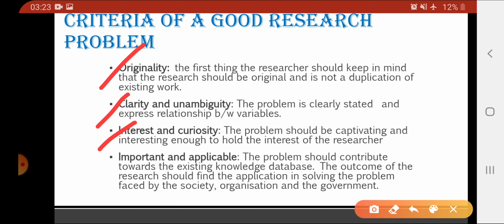And next is the researcher should have a keen interest in that particular topic. That's how he can keep the audience captivated towards his research, and that's how he can take the interest of others if he is interested in doing that. Next is important and applicable. The research should be important enough and applicable to the society, to the organization, and to the government.